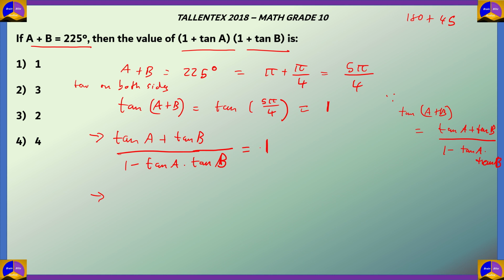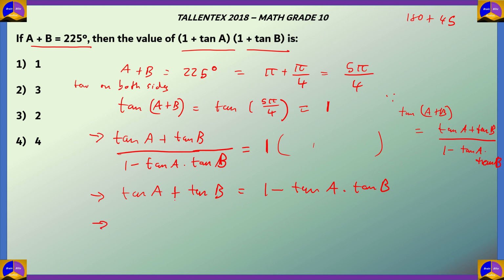So since the right-hand side is 1, we can easily shift the denominator to the right-hand side. So what we're in effect getting is tan A plus tan B equals 1 minus tan A dot tan B. Because it's basically 1 multiplied by that particular term, the denominator. So therefore, it would still say the same.